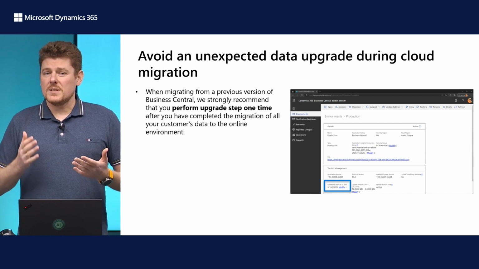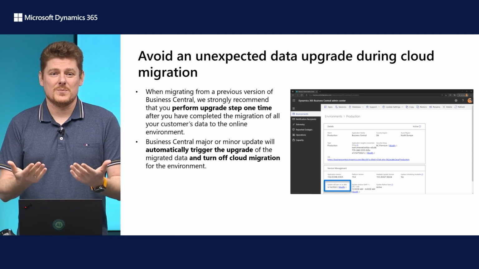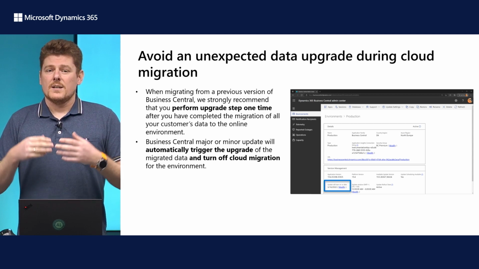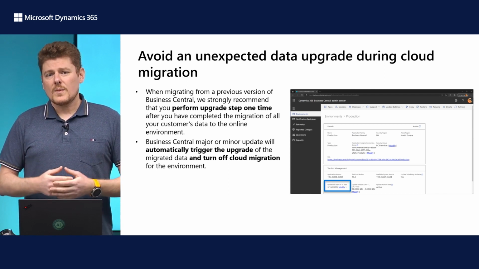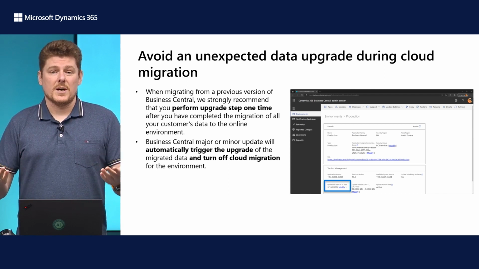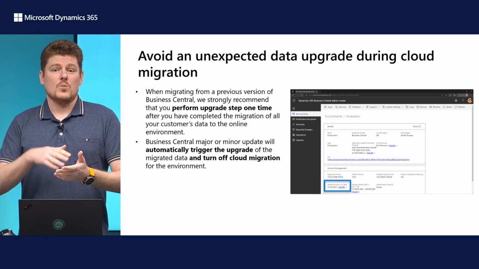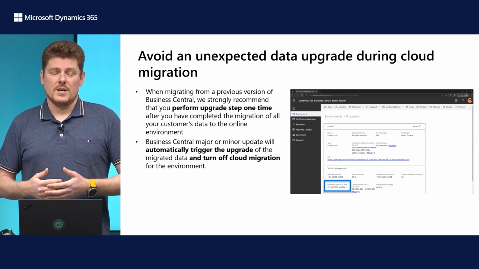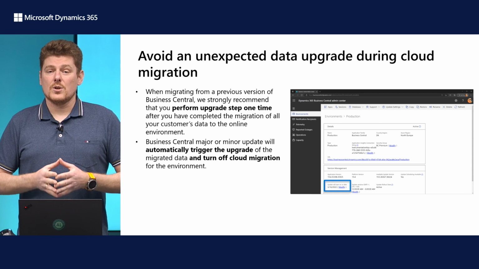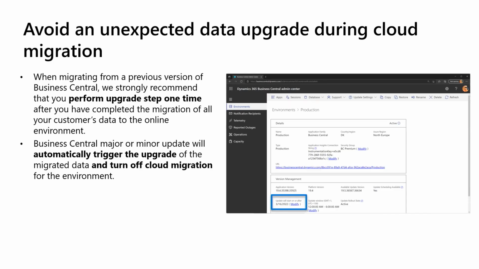So what's going to happen in this case, if you do nothing, if you don't react on Microsoft's or our announcements about major and minor updates, the data which is already migrated into the online environment, we will start the data upgrade process on that data, and we'll complete it. And once the data upgrade step is completed, we will mark the synchronization as done, and we will turn off the cloud migration. So this will happen automatically. We will trigger the data upgrade and turn off the cloud migration.